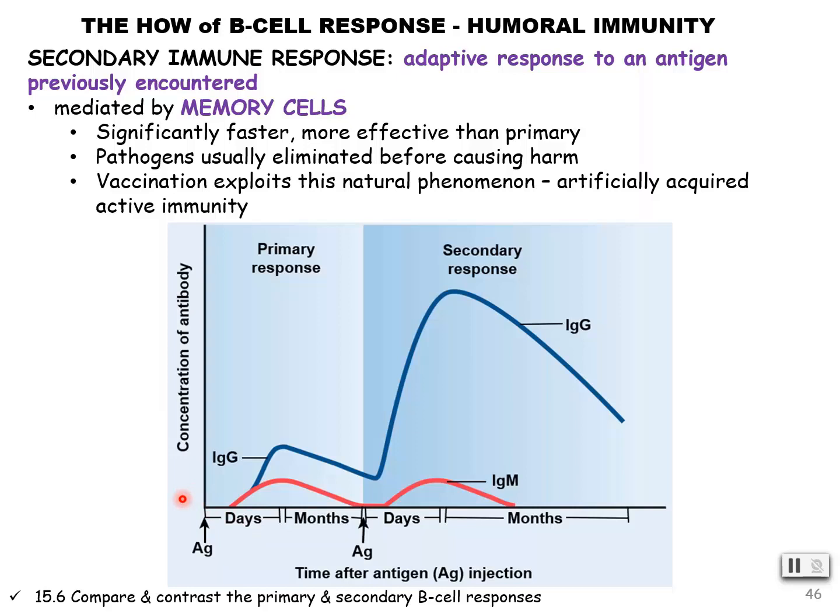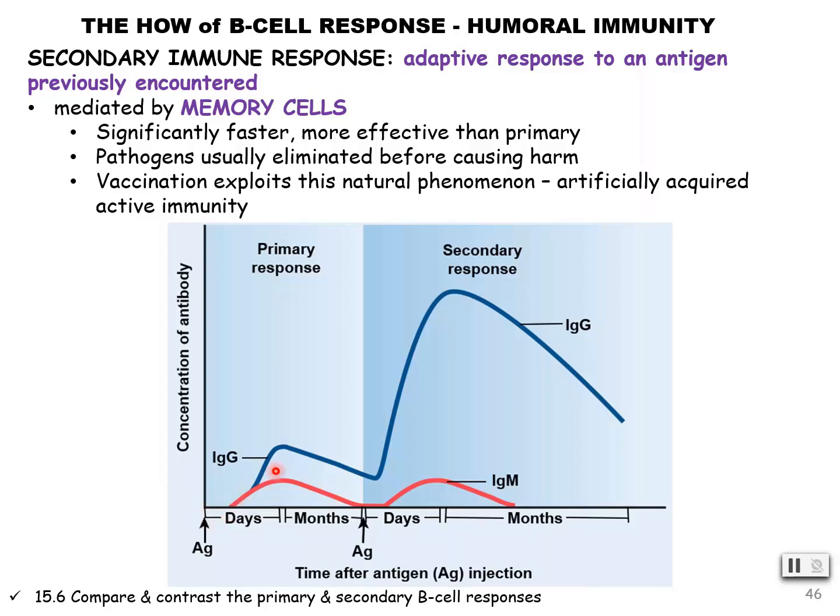It needs to find its one true B lymphocyte, so that's the clonal selection. And then it has to go through proliferation, so expansion, and then differentiation. We have to get some plasma cells, which are the effectors of humoral immunity. And so that's what's happening during that lag period.